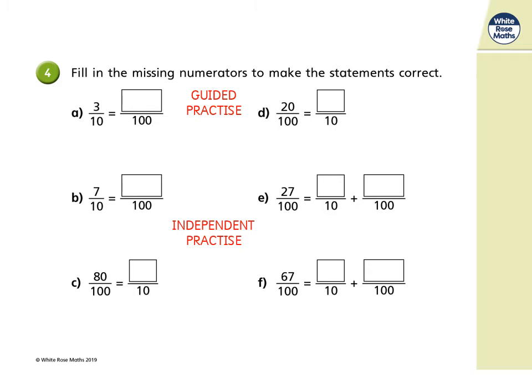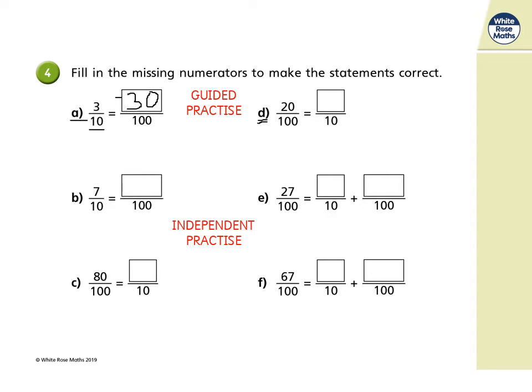So this is some more variation to consolidate our learning objective that we've been studying so far this week. We've got to fill in the missing numerators to make the statements correct. And we know that the numerator is the top half of the fraction. So I'm going to do A and D, and you're going to complete B, E, C and F independently. So I have 3/10, which on our 100 square would be 3 whole rows or 3 equal columns. But that would also equal up to 30 equal parts. So 3/10 is also equal to 30 1/100ths.